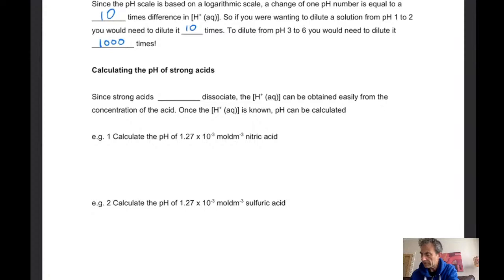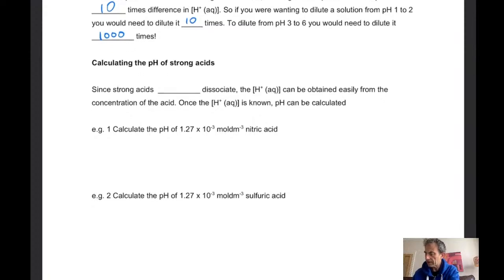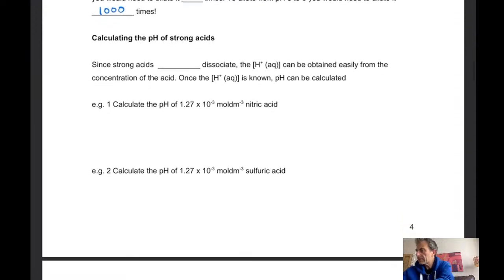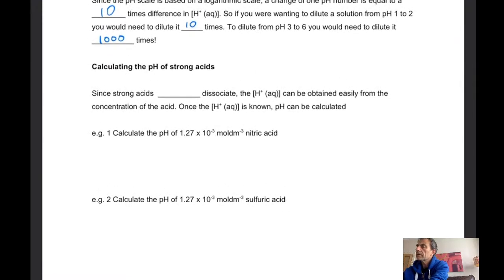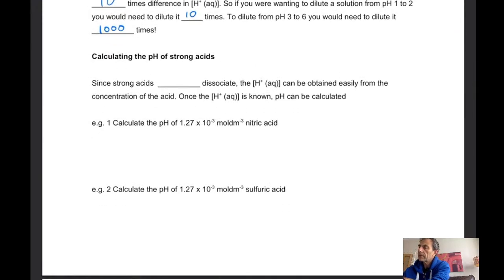Right, great. We've got into actual calculation of some pH of strong acids now, and I think we'll try and do this page and half of the next page, and then that's probably a good place to stop, because then we're going to get to weak acids, which is different again.